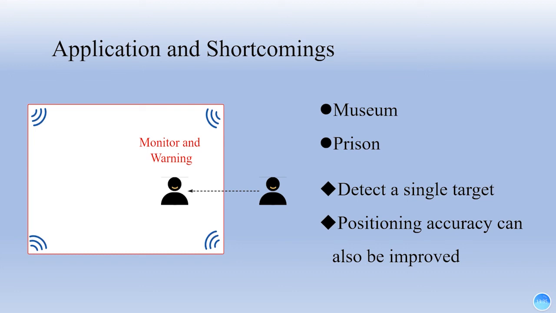But there are also some problems that we need to further study next. For example, this method can only detect a single target and cannot accurately detect multiple targets that appear in the positioning area at the same time. The current result of our experiment is that when the positioning accuracy is 3 meters, the average accuracy rate is about 96%. Our next goal is to improve the positioning accuracy while maintaining a high accuracy rate.